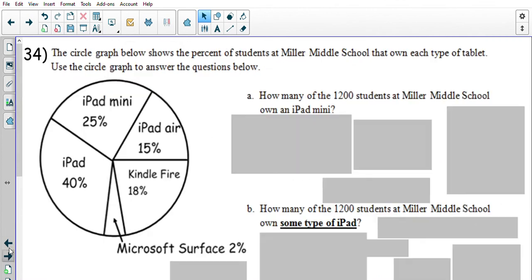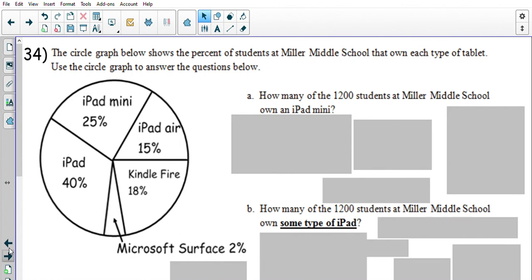All right, let's look at one last question that's 3 parts. Number 34. The circle graph below shows the percent of students at Miller Middle School that own each type of tablet. Use the circle graph to answer the questions below. A. How many of the 1,200 students at Miller Middle School own an iPad mini?